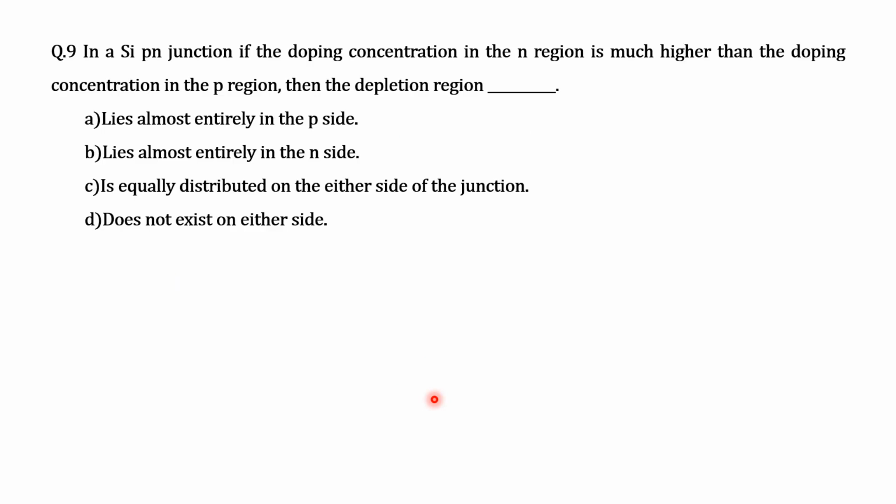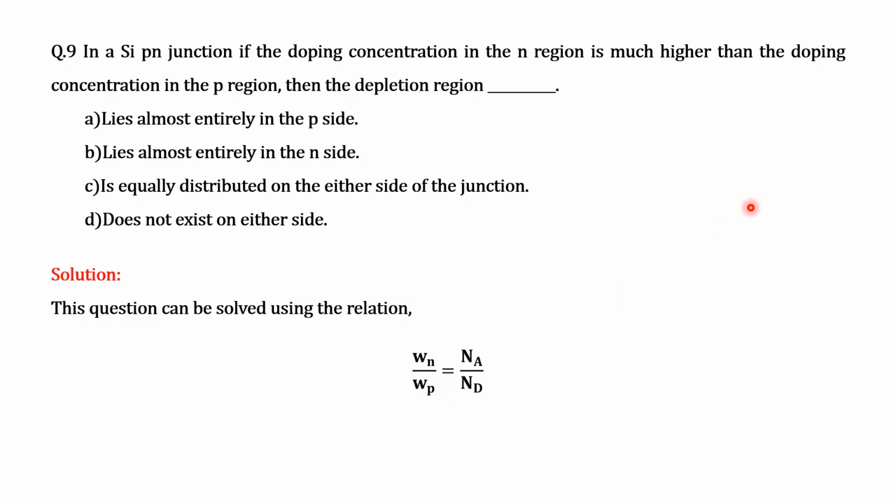So next is question number 9. In the silicon PN junction, if doping concentration in the N region is much higher than the doping concentration in the P region, the depletion region lies mostly in the P side, lies entirely in the N side, is equally distributed on either side of the junction, or does not exist on either side. So this can be found out from a relation that connects the carrier concentration along with the depletion width. So this is the equation Wn by Wp is equal to Na by Nd. Basically, it's oppositely matched, right? With the N side width in the numerator and the P side concentration in the numerator.